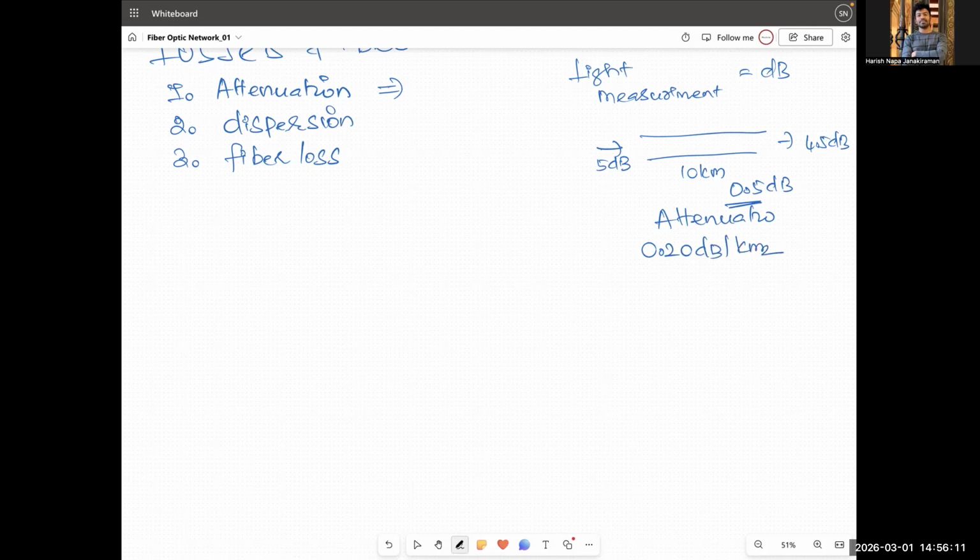Decibel is the unit of measuring power. Just like we use kilowatt or liter for other things, similarly decibel is the unit for measuring the power level of the light signal.